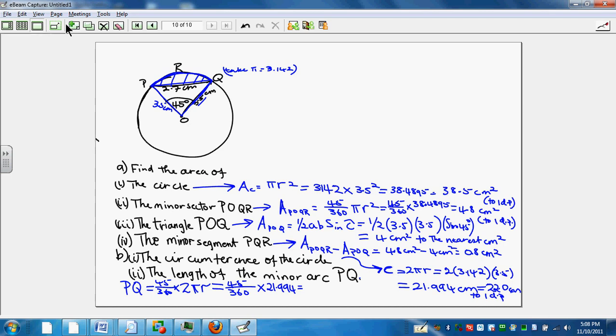Okay? So this works out to be 2.749 centimeters, or if you want to round it to 1 decimal place, it'll be 2.7 centimeters.